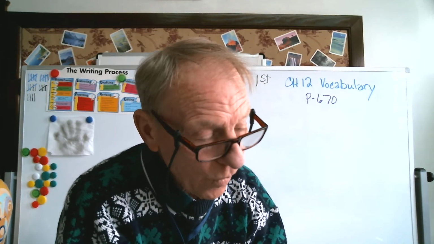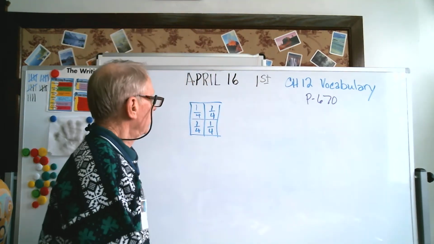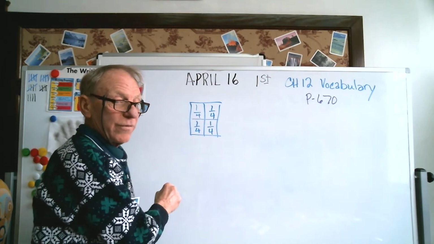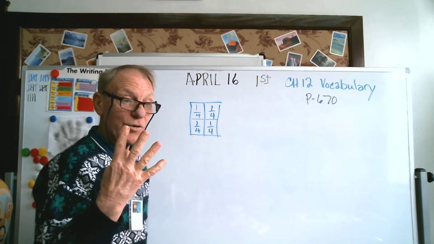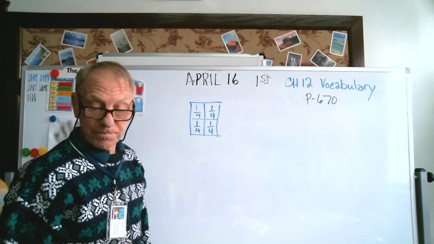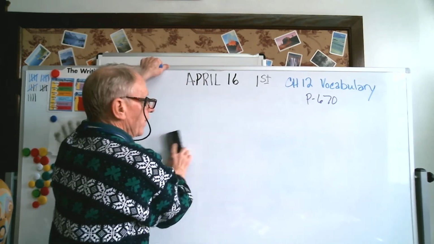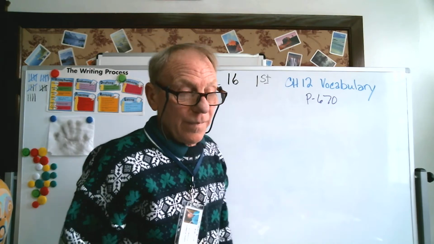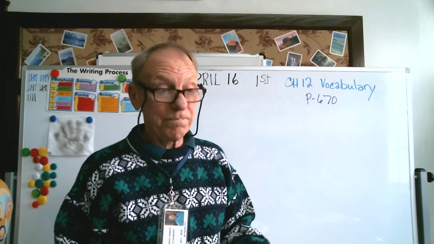The next word is fourth. So each one of those is 1/4. The box is divided into 4 parts, or fourths. You have a piece of candy and you want to share it with 4 people, you break it into 4 equal parts.